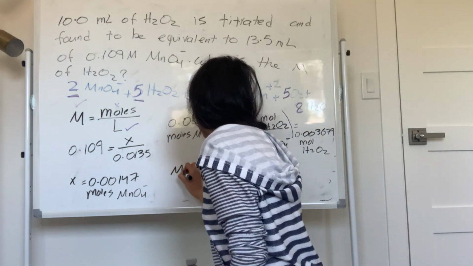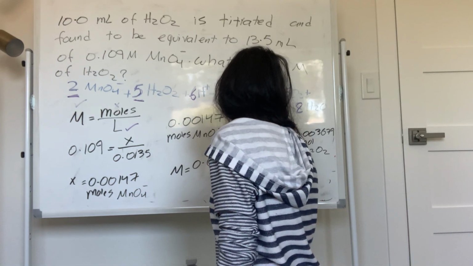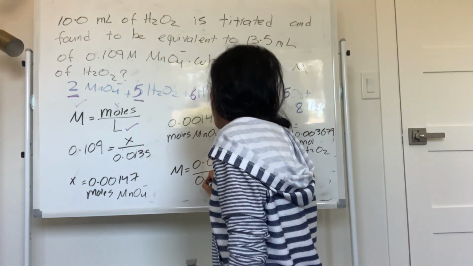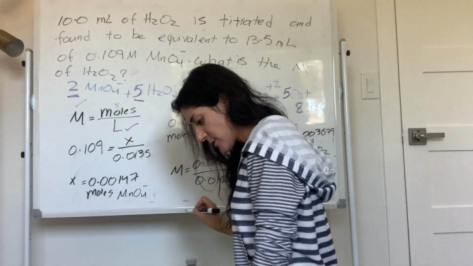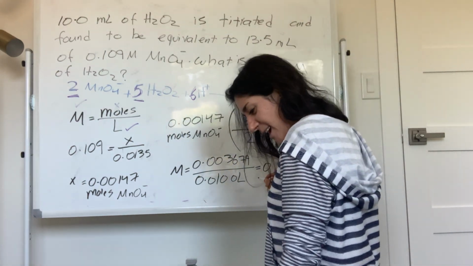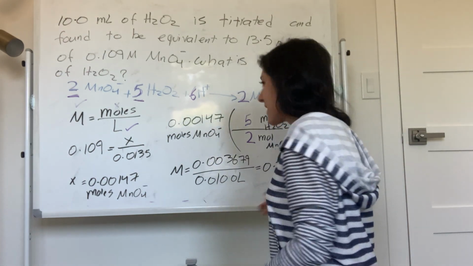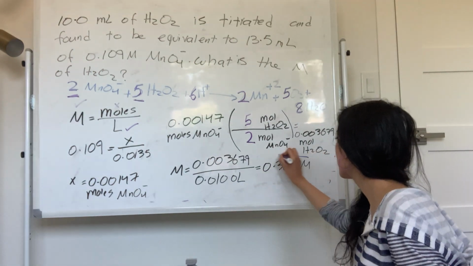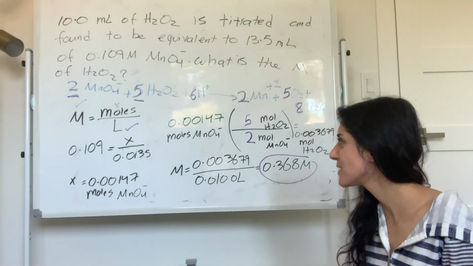So molarity for hydrogen peroxide is going to be the moles, which is 0.003679, over the volume, which was 10 ml. I have to convert it to liters. So 0.0100 liter. If I do that, I do have to care about sig fig, don't I? Don't forget the sig fig. With 3 sig fig, it will be 0.368 molar. Sig fig, one of those things that you want to forget about, but you can't. So this will be the molarity of hydrogen peroxide.